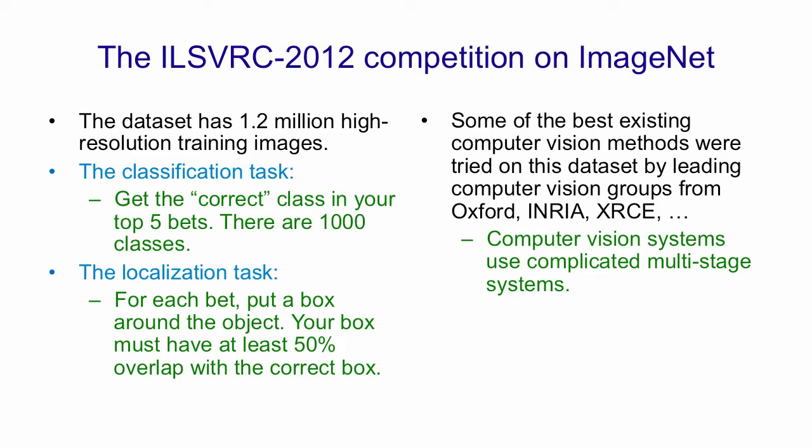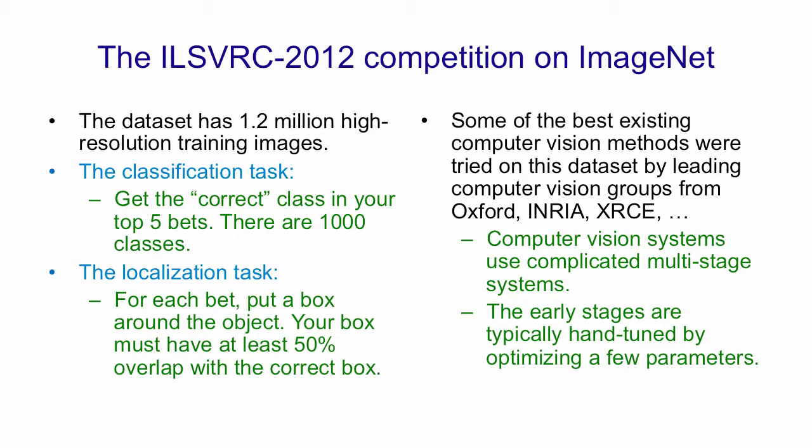Computer vision systems typically use complicated multi-stage systems. The early stages are typically hand-tuned by optimizing a few parameters using some of the data, and the top stage is always a learning algorithm. But they don't learn all the way through in the way that a deep neural net does when it's trained with backpropagation. They don't have end-to-end learning, where the parameters used in the early feature detectors are influenced by how useful they are for making the final decision about classes.